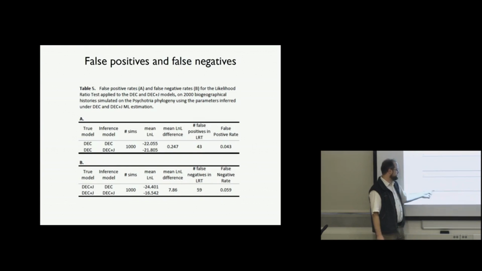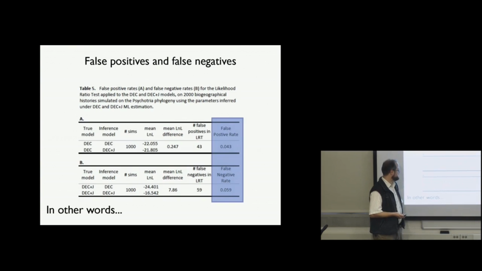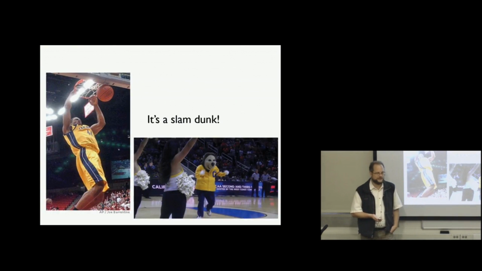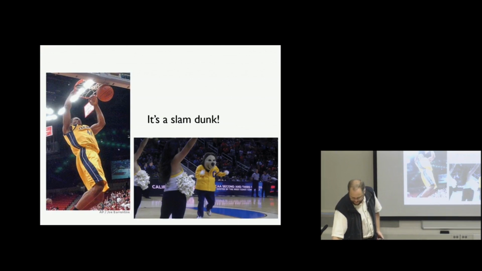When the true model is DEC plus J, you very rarely infer that the DEC model is the right one. False negative rate is similar. So this is pretty great. This is what I said. This is what got me excited, because this indicates that there are data sets that will favor DEC. It's just that the data sets that we have typically favor DEC plus J. They favor the new model. So that is cool.